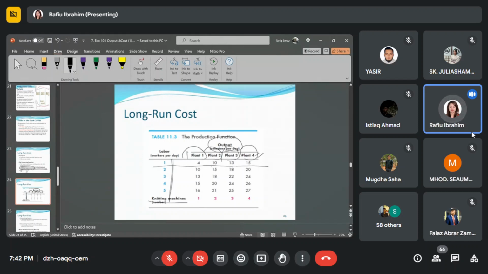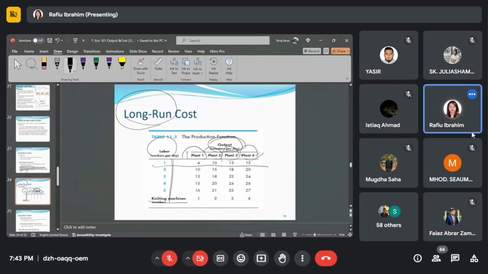So what we are going to do is, since we are looking at a long run scenario, we are going to see a combination of both labor and output. Which combination of labor and machines can produce the most output, that is going to be the ultimate or optimal output decision. So, how are we going to read this table?